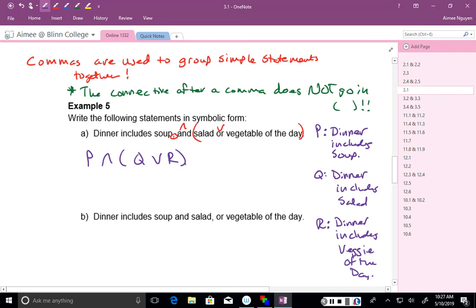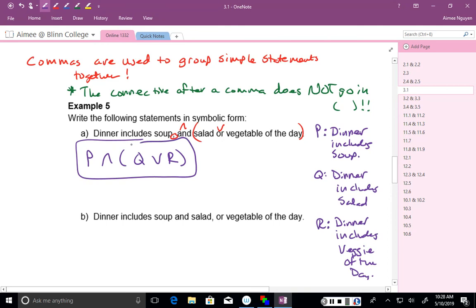So now we know how this works. When I get dinner, I'm definitely getting soup, and I have a choice between the salad or the vegetable of the day. So order of operations, I do inside the parentheses first. So I have to make my choice. Do I want a salad or do I want the vegetable of the day? And I also get soup with that.